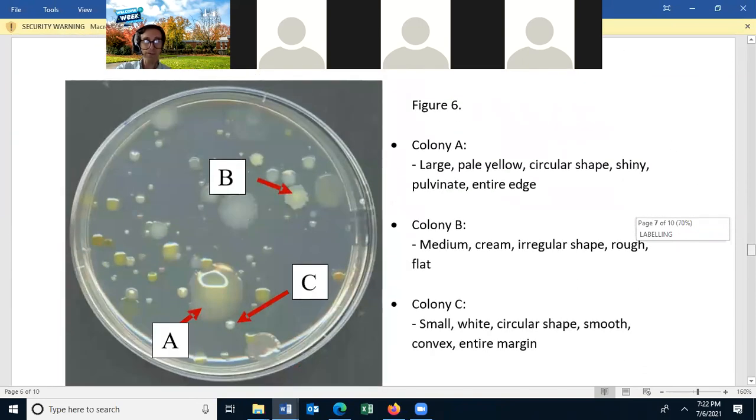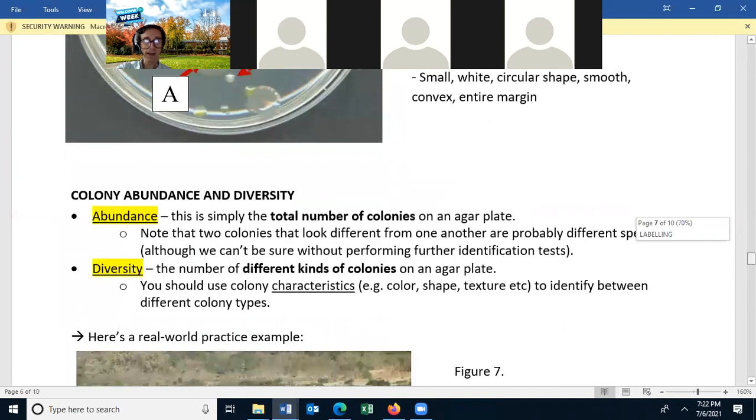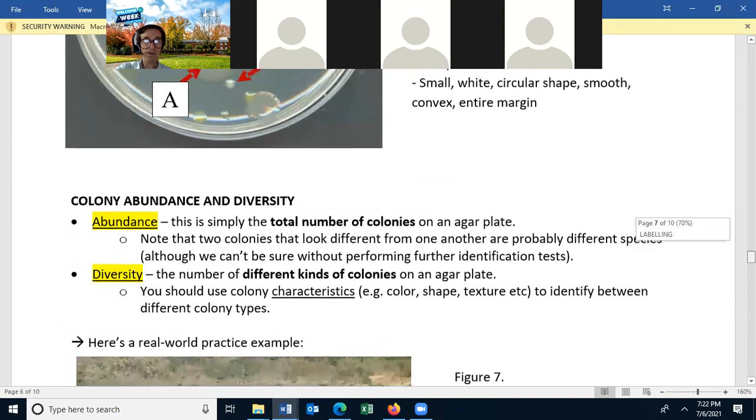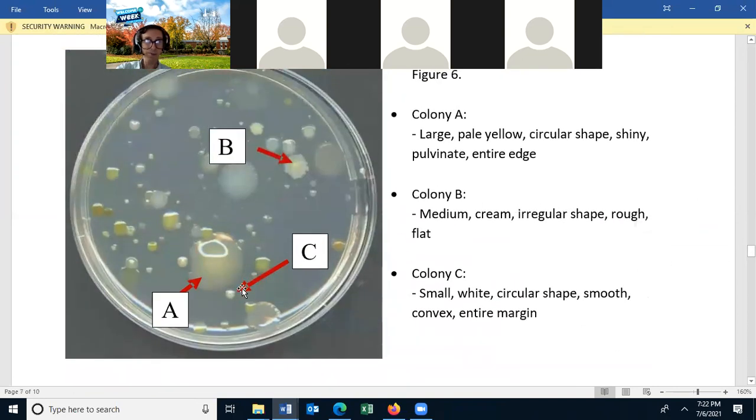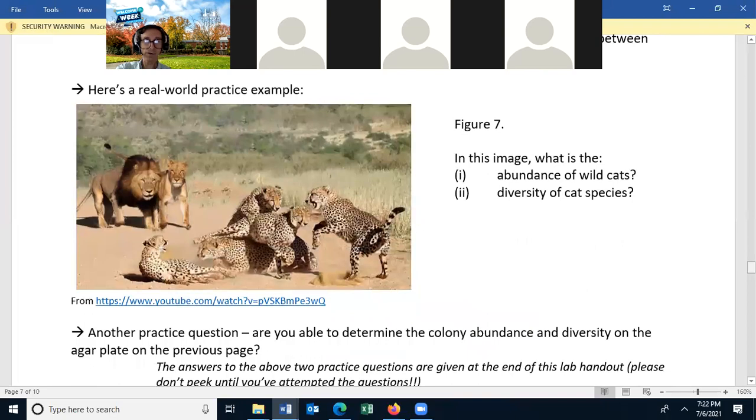All right, here we're looking at different colonies. And when you talk about the abundance, that's simply the total number of colonies on the plate. And this plate has, I don't know, 30 to 50 colonies. And so we'd say the abundance is 30 to 50. And I'm not going to actually count them, but you could. I've got an easier one to do. And we can say the abundance of cats in this picture is 7. 1, 2, 3, 4, 5, 6, 7.